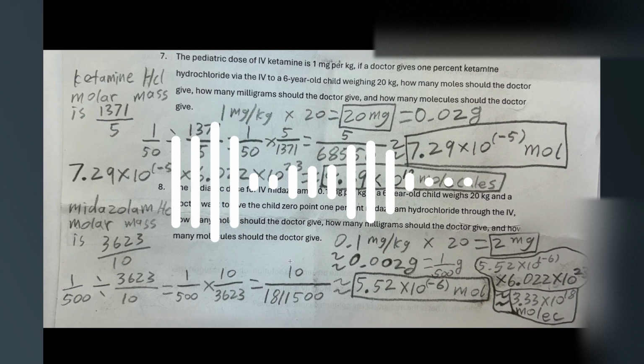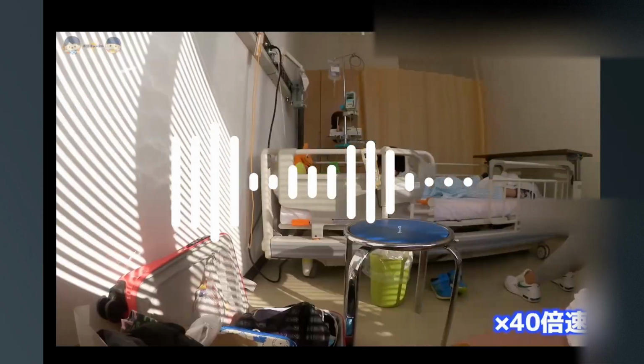In this case, to calculate how many moles of midazolam, we take 1 over 500 divided by 3623 over 10. And this is very easy as well, because dividing by a number is the same as multiplying by its reciprocal. So this is 1 over 500 times 10 over 3623, which is equal to this number here, and that is equal to this number here. So they're giving about this many moles to this child.